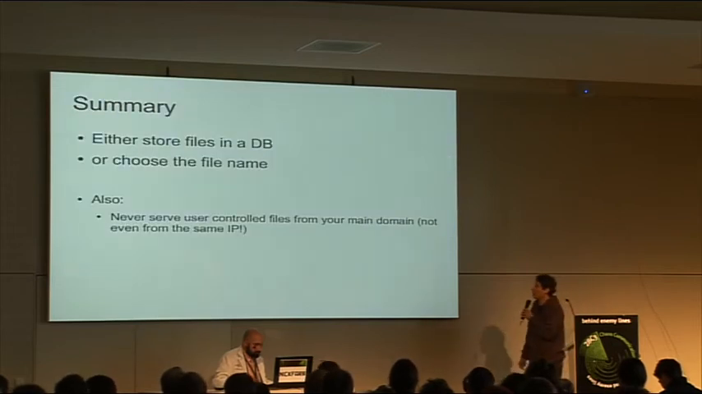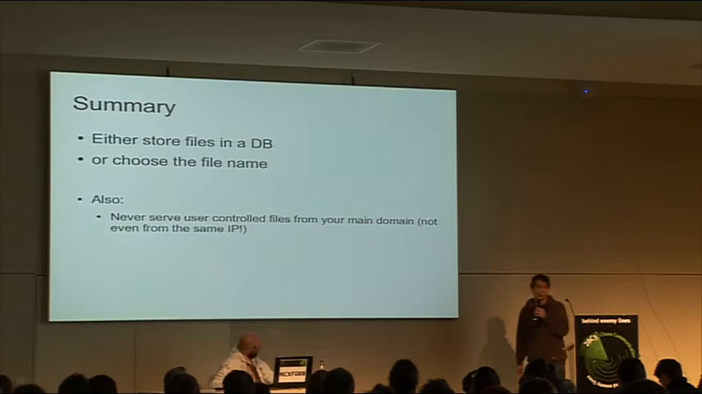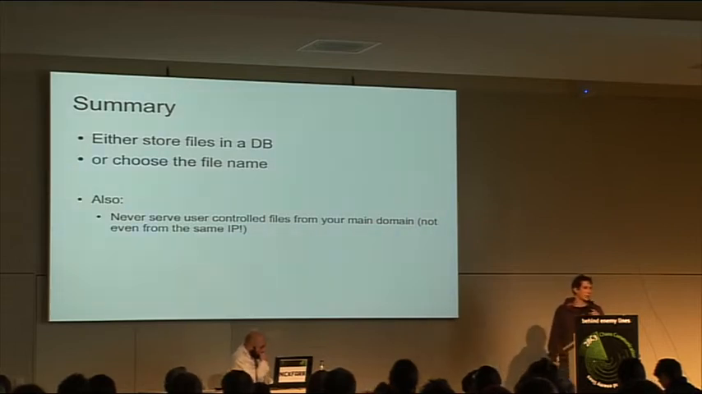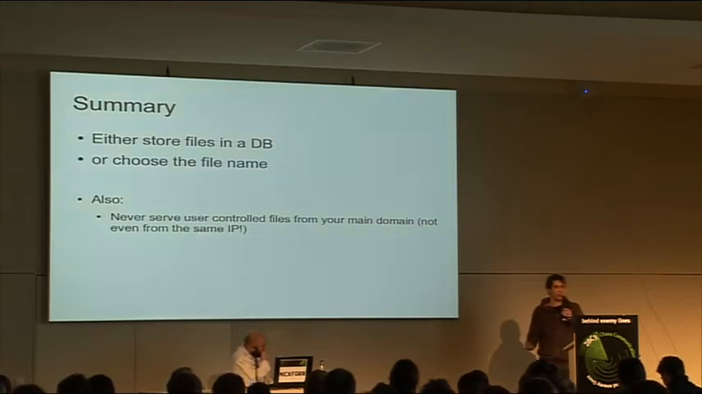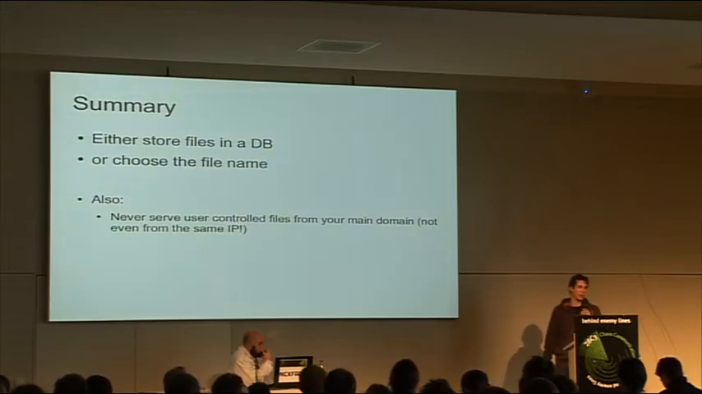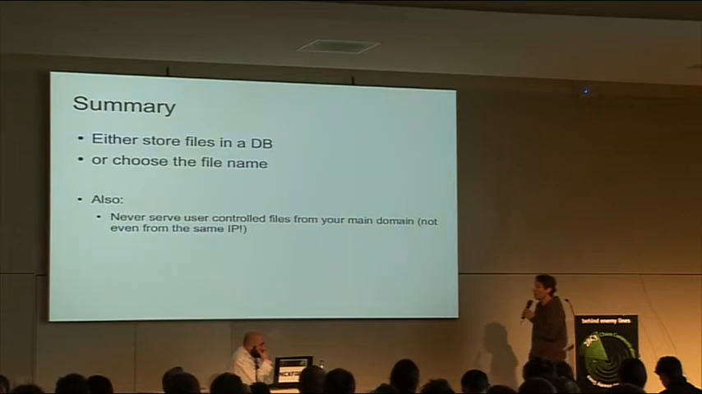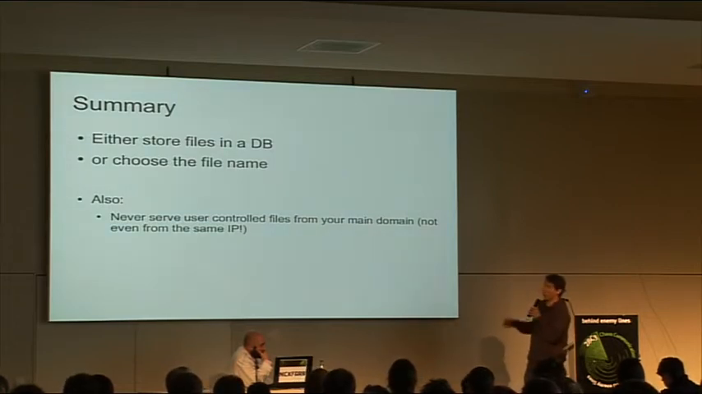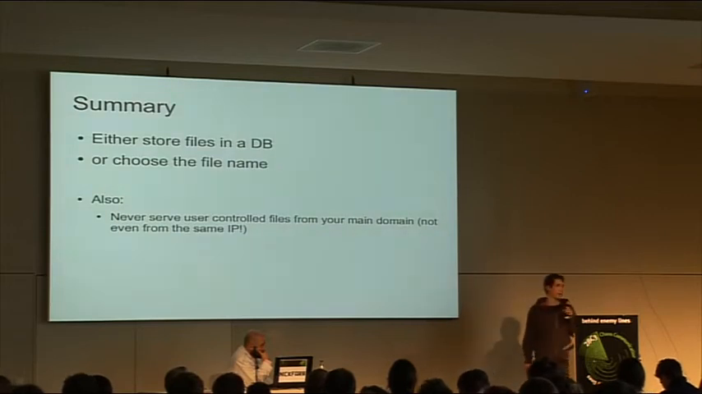So what can you do about it? Never just store a file on disk with an attacker-controlled file name. Just use an arbitrary file name that you chose yourself, because otherwise you might have collisions anyway if two people upload a file with the same file name. Also, it's not a good idea to serve files from your main domain where you have authentication cookies, because you will be vulnerable to cross-site scripting. Thank you.